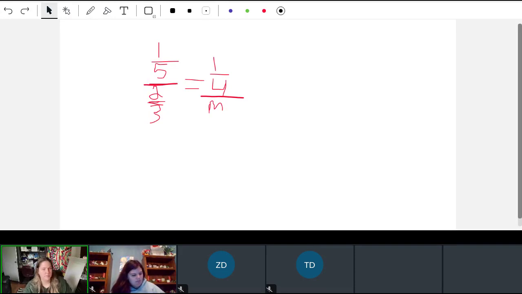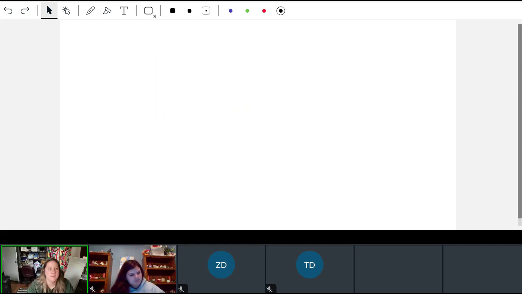Okay, so let me see here. For the sake of keeping the board clean, I'm going to rewrite this just so it's easier for you to see. Nothing wrong with your handwriting. I just want you to be able to clearly see it. So you had 1/5 over 2/3. Was that right? Is that what you had? Okay. And then you had equals 1/4 over m.